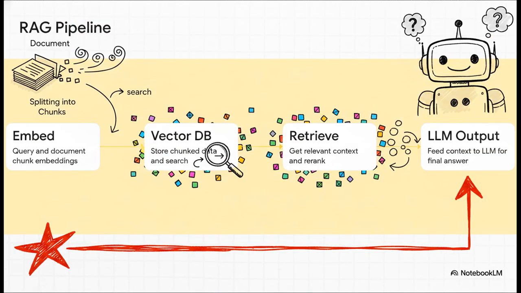Let's look at how this builds into your actual architecture, especially if you're a junior dev just joining a team and trying to map the data flow. You start by splitting a document into chunks. You turn those into embeddings, and then you store them in a vector database.